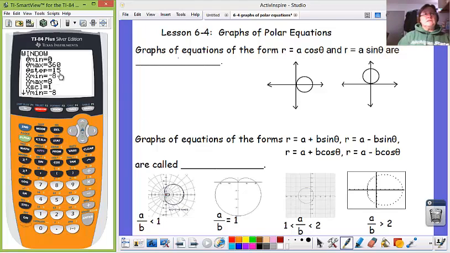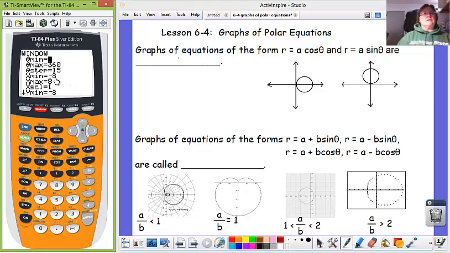The window looks different in polar form. That's because you have to account for circular motion. So theta min, the smallest angle we want, is 0. The largest angle we want is 360, as in we're going to go one full turn, if you will. We're going to step by 15 degrees, which is a 12th, I think, of 360.